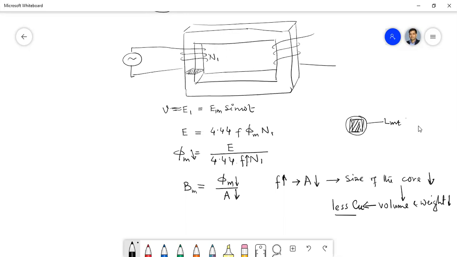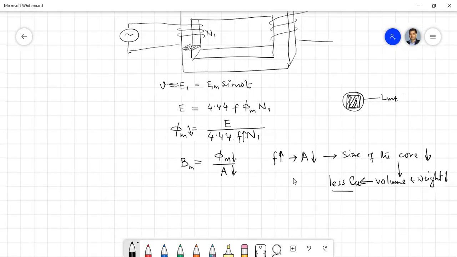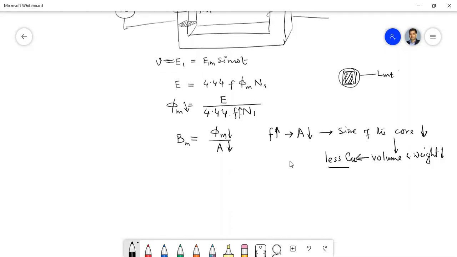Okay, so I discussed it for the transformer. If I think of an inductor, then also we'll get the same thing. Sometimes a transformer is also used in power electronics, but the thing which is mostly used is the inductor. In most of the power electronic circuits we use inductors, capacitors, etc. Now for an inductor also, if we go for higher frequency, we can reduce the size. Not only that, we can reduce the cost as well.